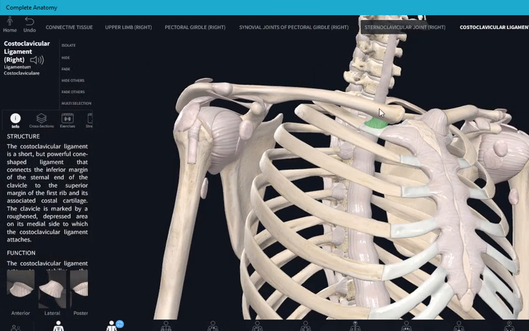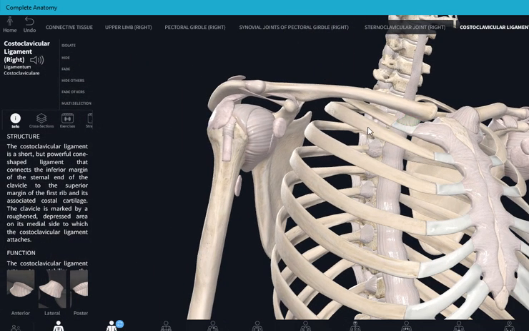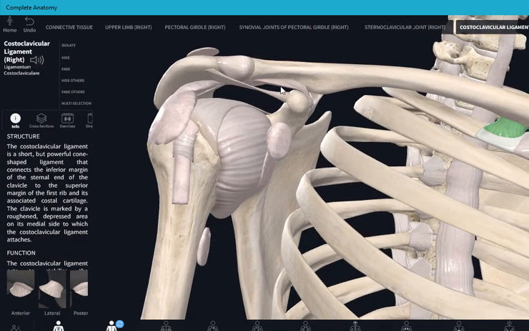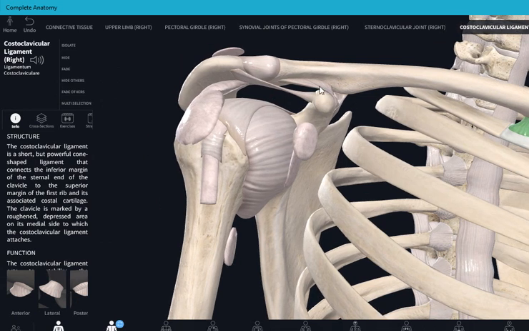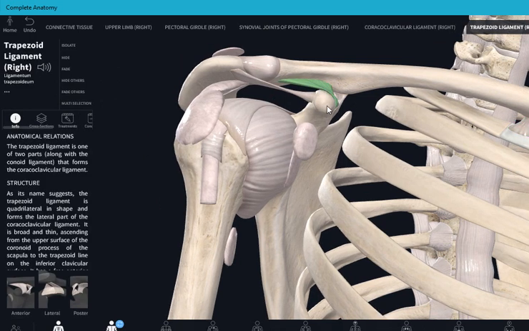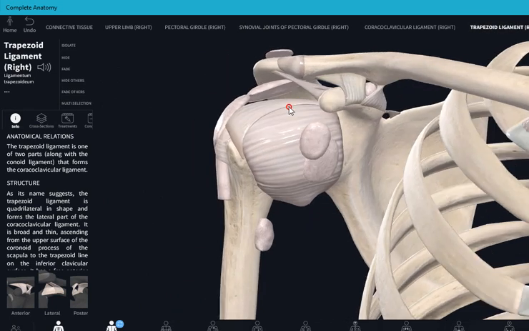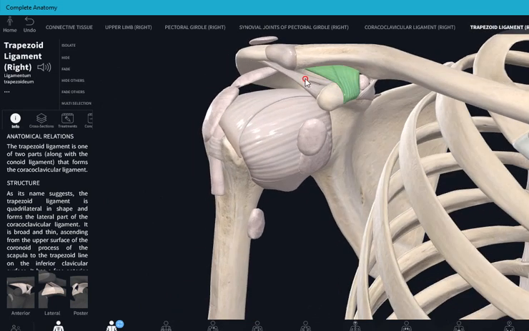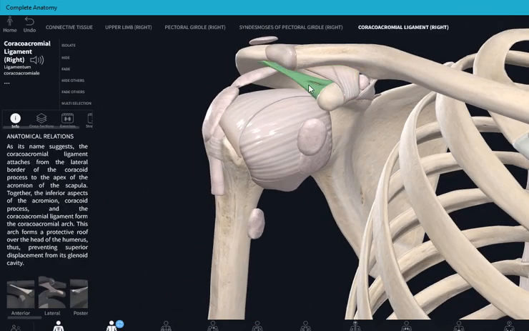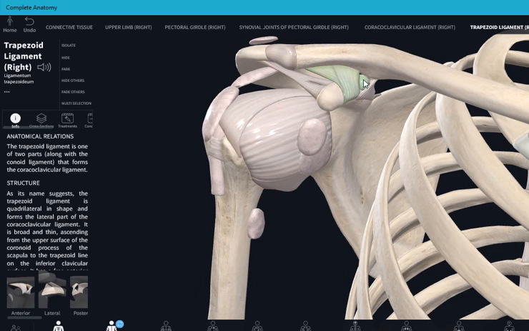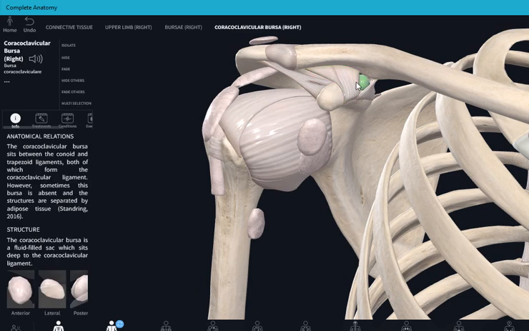Now, after visualizing all the ligaments located at this side, we have the ligaments located at the terminal side here. This particular ligament is going to be called the trapezoid ligament. We have the coracoacromial ligament, and this is the trapezoid ligament. You have two ligaments here.